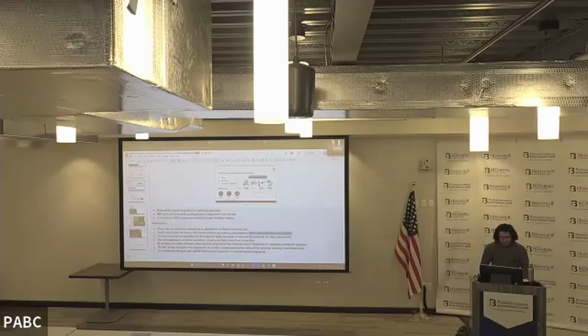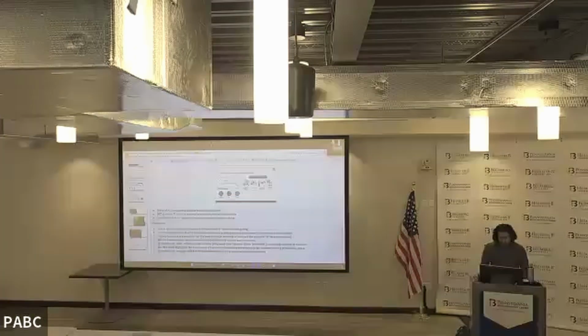Privacy concerns are amplified by AI's need for large amounts of data and the potential for data repurposing, the large amounts of data it needs to train, right? The non-transparency of neural networks complicates data control and correction. Not everybody knows what a neural network is or how it works, and not a lot of people have the ability to understand this stuff, right?